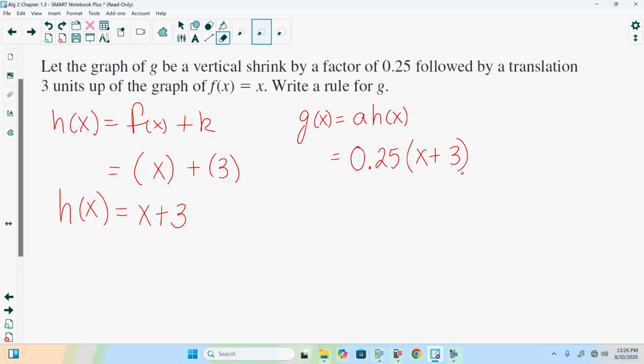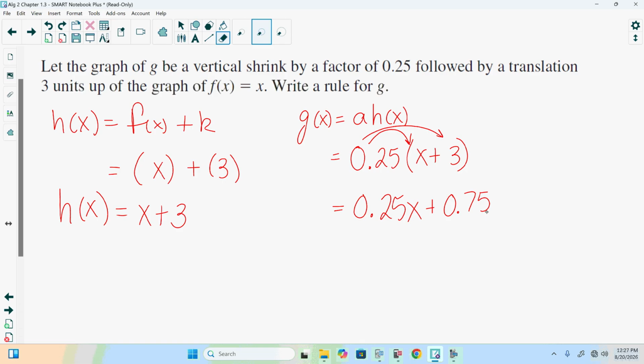Then, like we've been doing, we'll distribute it. And we do get 0.25 times x gives us the 0.25x. Well, that's the same, yes, to what we got on the first one. But what else do we have to do? We also have to multiply the 0.25 by the 3. We don't get plus 3 anymore. We have plus 0.75.